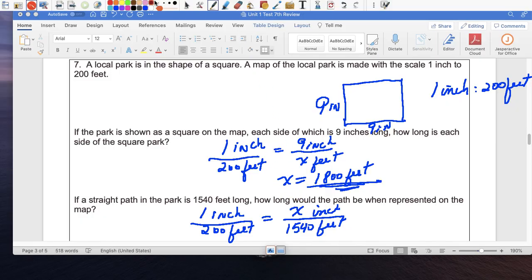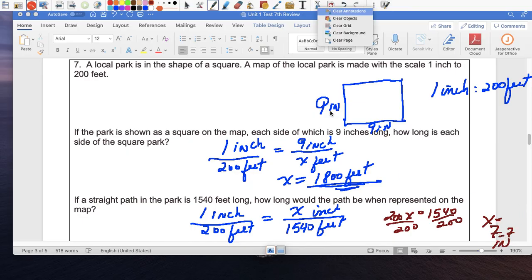Well, x times 200 is 200x. 1 times 1540 is 1540. Divide by 200, divide by 200. X would be how many inches? 1540 divided by 200, 7.7. So on our map, the distance of 1,540 feet would be represented by 7.7 inches. Yeah, I know. It's that simple.